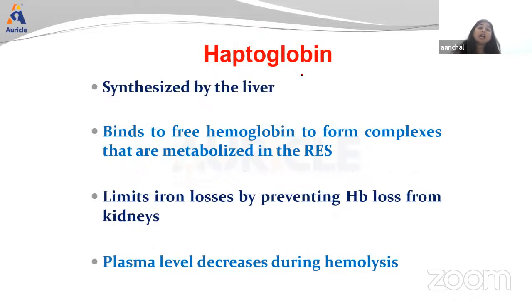Then another form we have is haptoglobin, and again it is synthesized inside the liver. This haptoglobin binds to free hemoglobin to form complexes that are metabolized in the RES. It limits iron losses by preventing hemoglobin loss from the kidney. So this is very important for the prevention of hemoglobin loss from the kidney, and the plasma level decreases during the process of hemolysis.